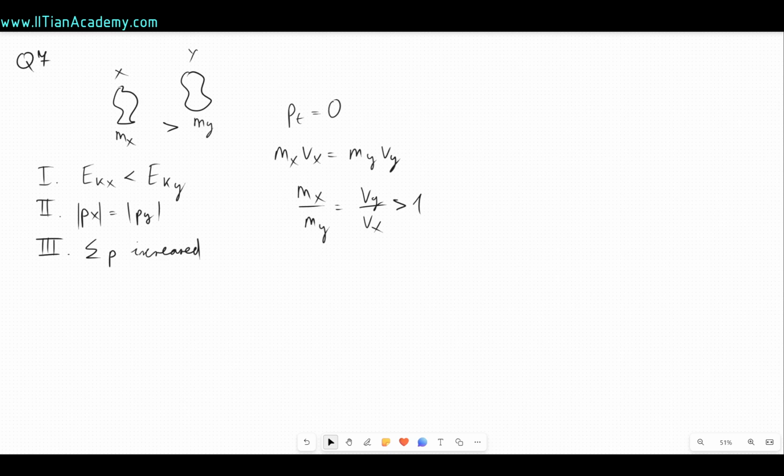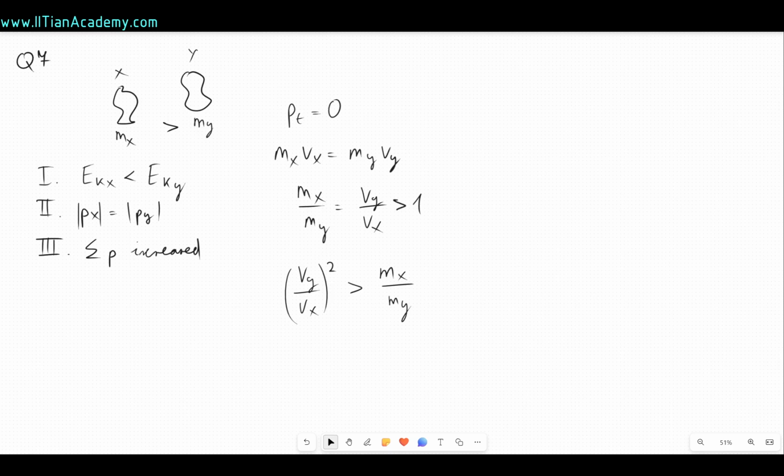So what we can do is also say that if we square vy over vx, so we can write vy over vx squared, this will have to be larger than mx over my, as this is a number that is larger than 1, and if we square it, it will be larger than its original value, as this quadratic graph in the positive quadrant is a continuously increasing function.